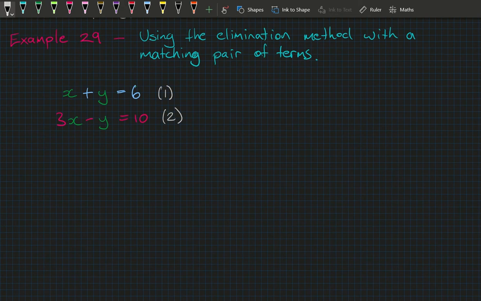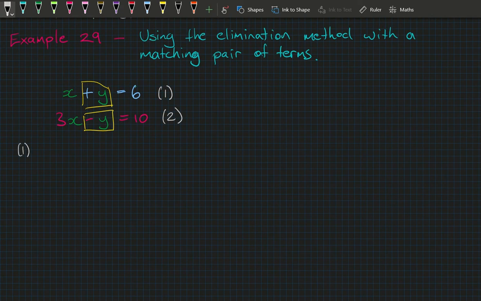So by matching pair, or same coefficient, we mean that in this case, y is multiplied by 1 in both equations. But because it's plus y in the first one and minus y in the second one, if we added them together, the y's would disappear. So this is why we don't need fact 1.